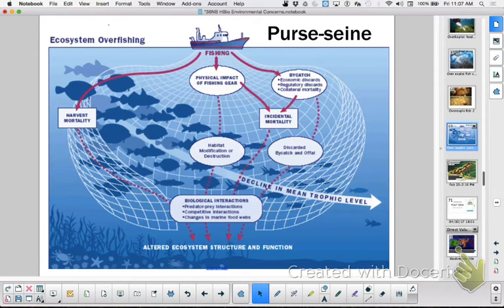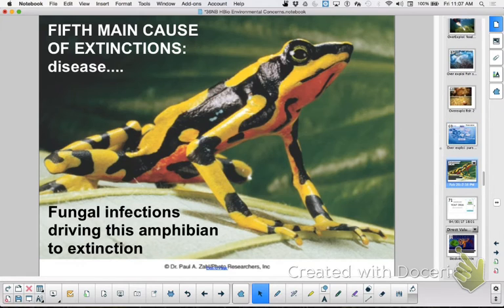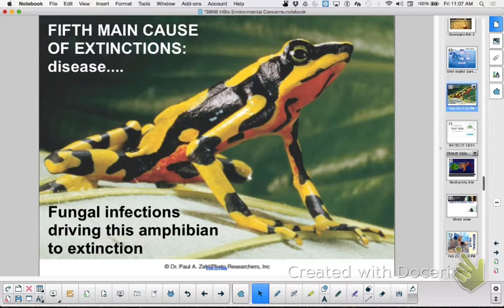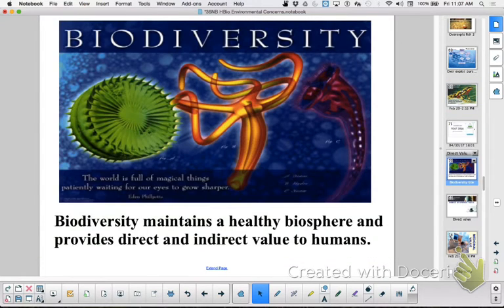Okay, HBio. D is what? Disease. Okay, and that is the fifth main cause of extinction. We talked about amphibians being really susceptible to that. So we laid out, these are the resources we need. This is what we cause by decreasing biodiversity through habitat loss, etc. So why do we even care if we decrease biodiversity?